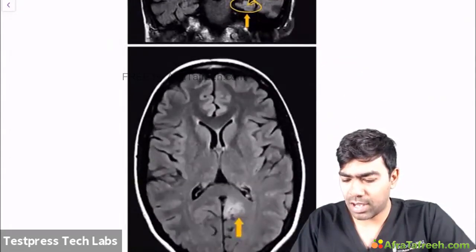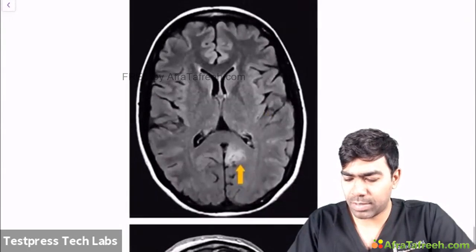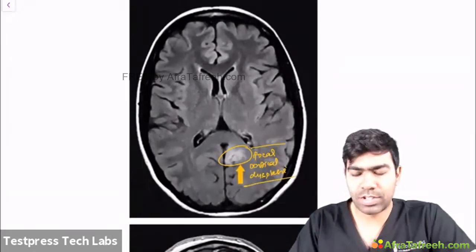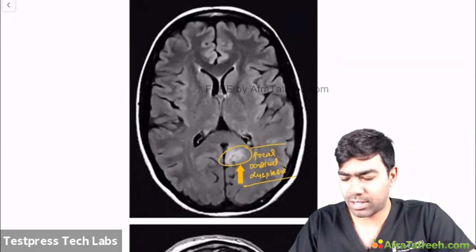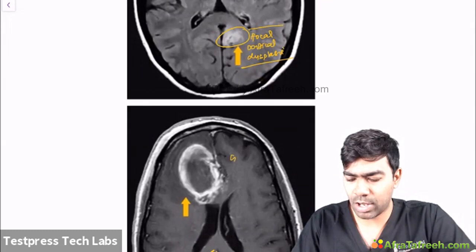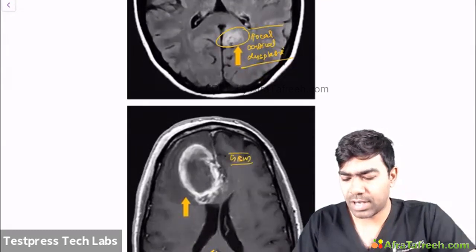And then we have a focal cortical dysplasia. This is a congenital problem again, which can result in refractory and recurrent seizures. And this is an example of a tumor. You know what this tumor is. This is a glioblastoma multiforme, which can happen in elderly people.